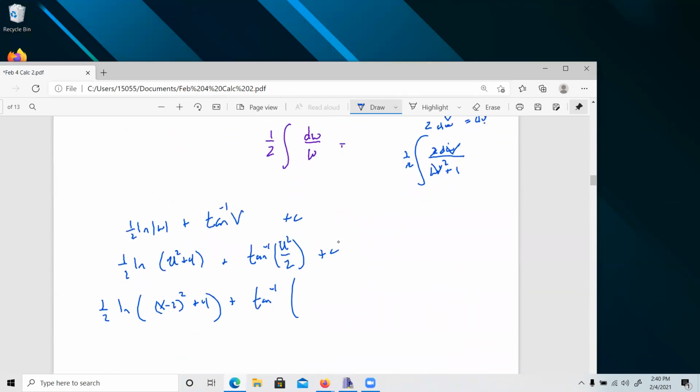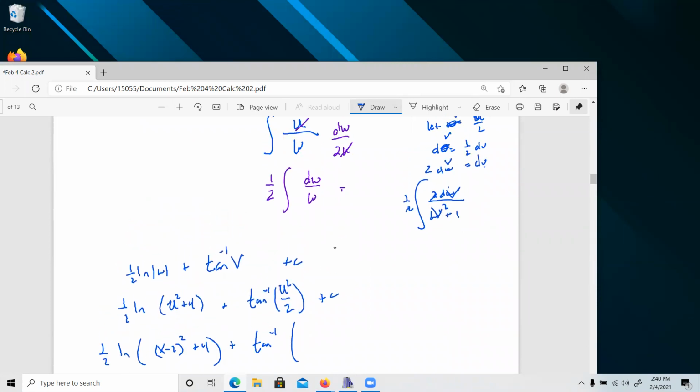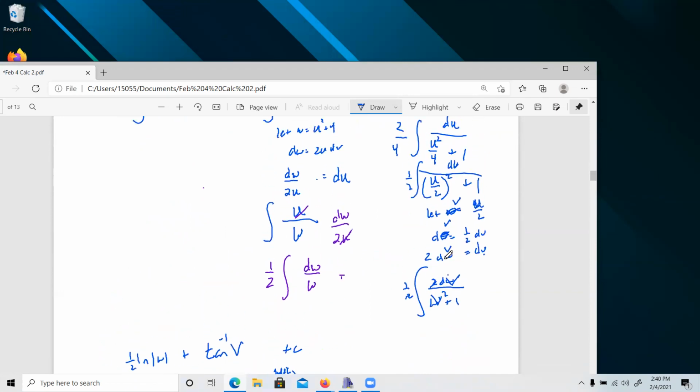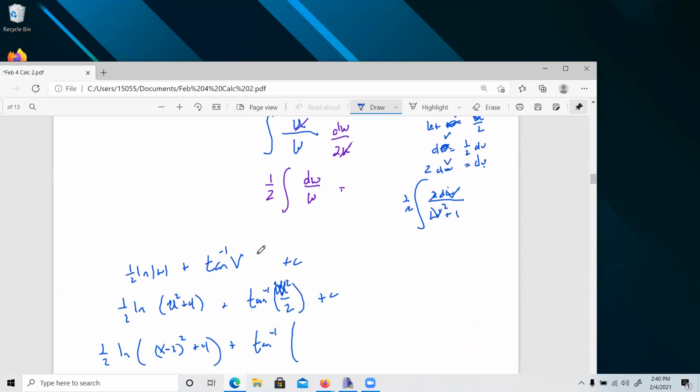So here we go. Well, that's not a U squared, that's just a U. No, it's U over 2. It's not squared. Let's go back and double check this. There we go. Okay. And we have inverse tangent of (x minus 2) over 2 plus C. See that? Piece of cake.